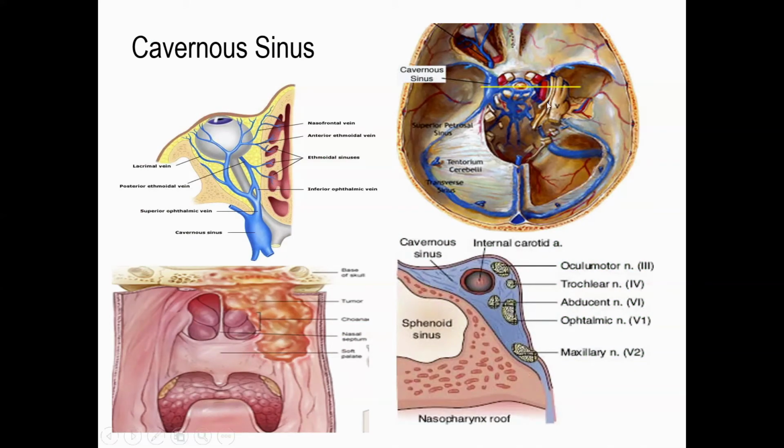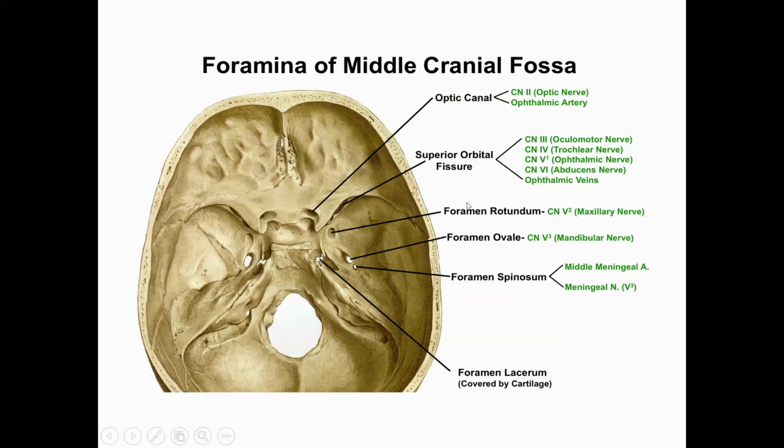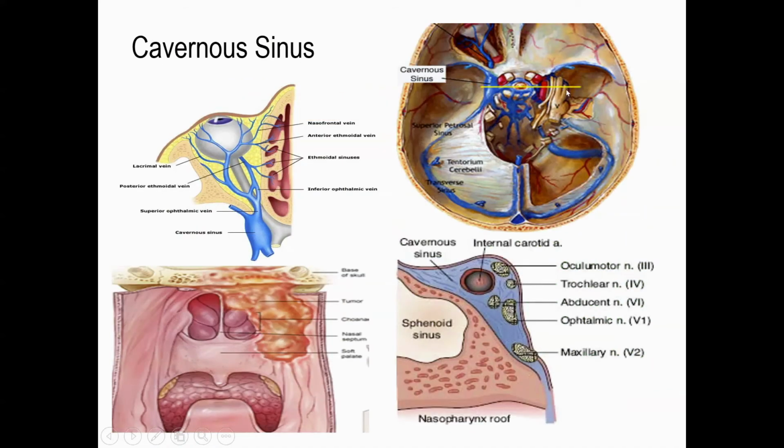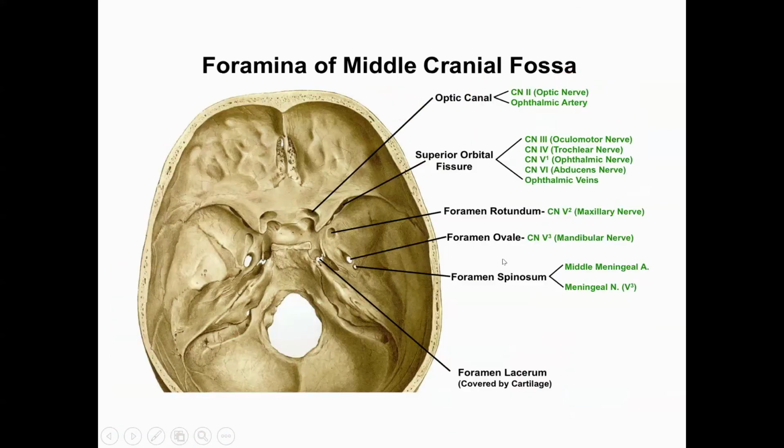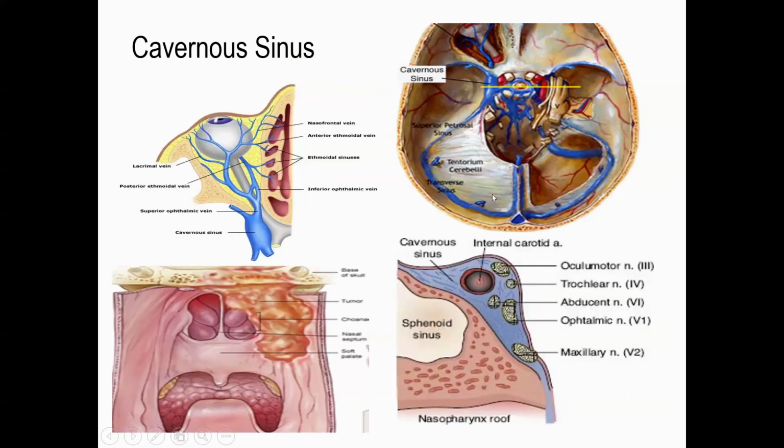So this is the 3, 4, 6 cranial nerves. The first division enters through the superior orbital fissure, as we have seen here. The second division goes through the foramen rotundum, and the third division through the foramen ovale. So the third division will be spared in cavernous sinus involvement. This is the carotid artery. So 3, 4, 6, the first and second division of the fifth cranial nerve are involved, and V3, the mandibular nerve, which goes through the foramen ovale, will be spared in a cavernous sinus involvement.